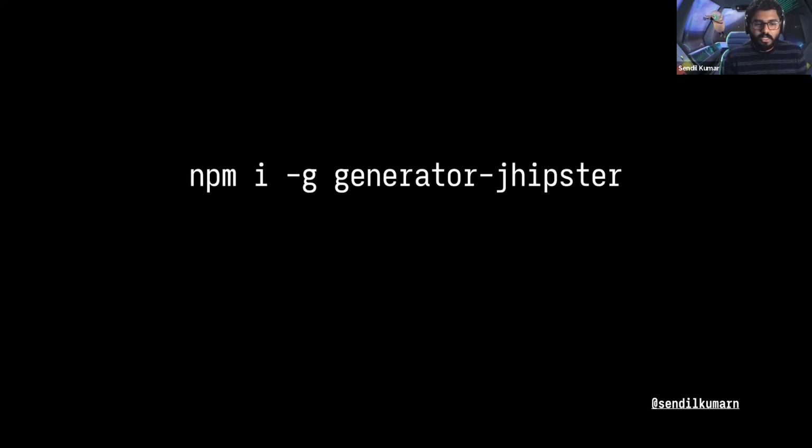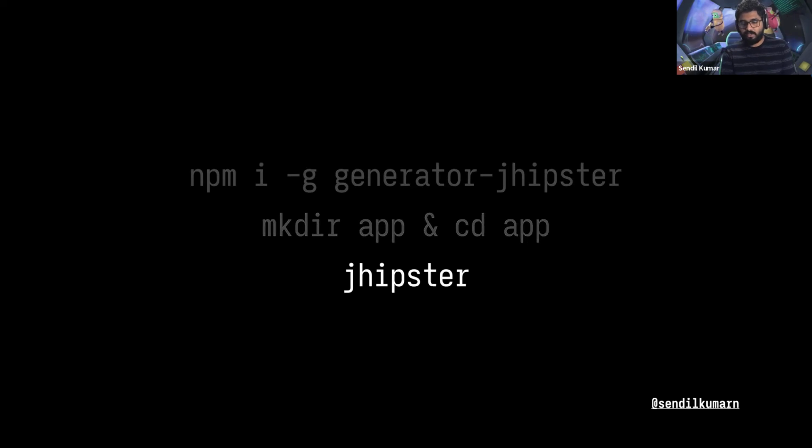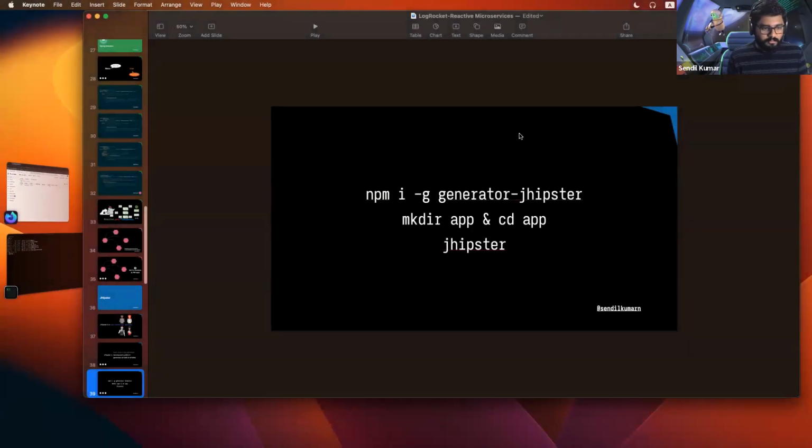So how can you do it? You can install the npm package using npm i -g generator-jhipster, which installs the npm package, then create a directory, go into the directory, and run JHipster. And that will generate the application for you. Let's go ahead and do that.